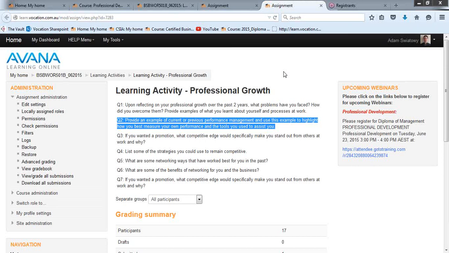Now, different methods for different people. As I say, if you're a sales guy, the way that you might actually measure your performance is by printing out the sales report at the end of the month. You might have a checklist.